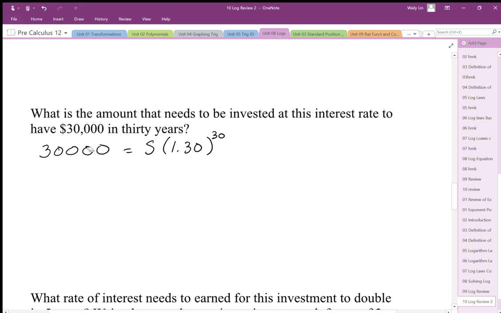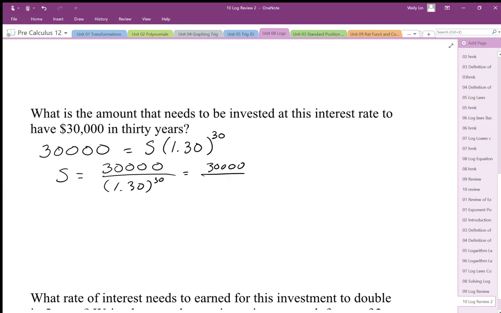So this is not a log problem. Although it has exponents in it, we're just solving for S. We can do that very easily by taking that $30,000, and this represents the percentage growth that we're going to get in 30 years for this 30%. So it's going to be 1.3 to the power 30. I'll do this in two parts. There's 30,000, and I'll work out the denominator separately. So 1.3 to the power 30.